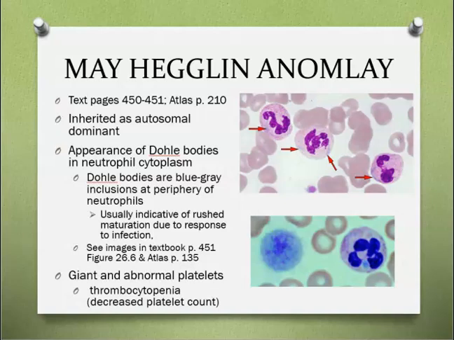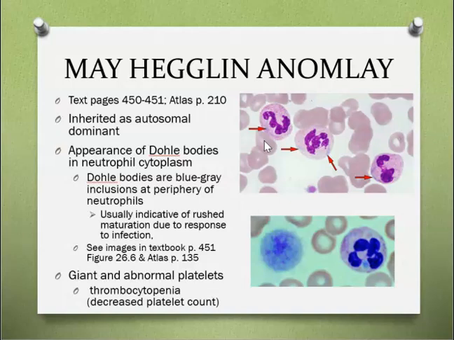So what are these dull bodies? These are little bluish gray inclusions at the periphery of our neutrophils. That's what these little red arrows are pointing to, the dull bodies, or Döhle bodies, however you want to say it. These little blue looking inclusions are usually indicative of a rush to maturation in response to an infection. That's how we end up with those inclusions in our white blood cells.